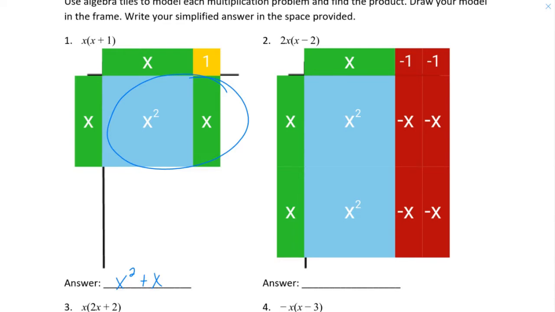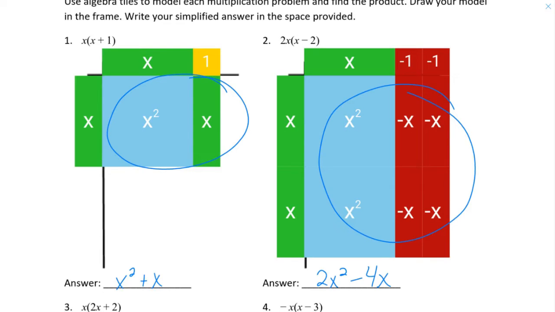If we take a look at what we have left over, then what our product is, again, is everything inside here. So if you notice, we have two x squared tiles, which means we have 2x squared as part of our product. And then we have 4 negative x's, or in other words, negative 4x.